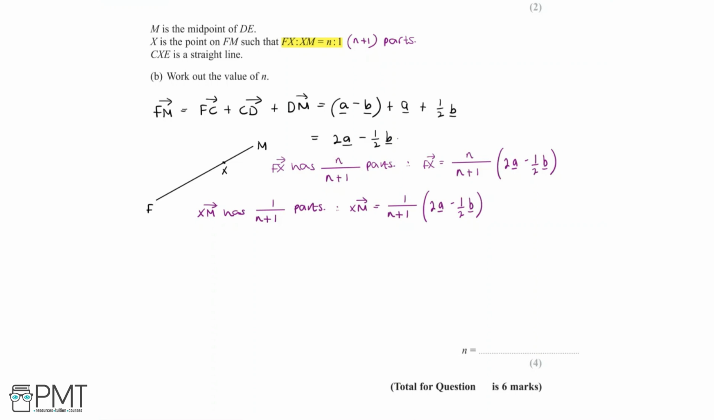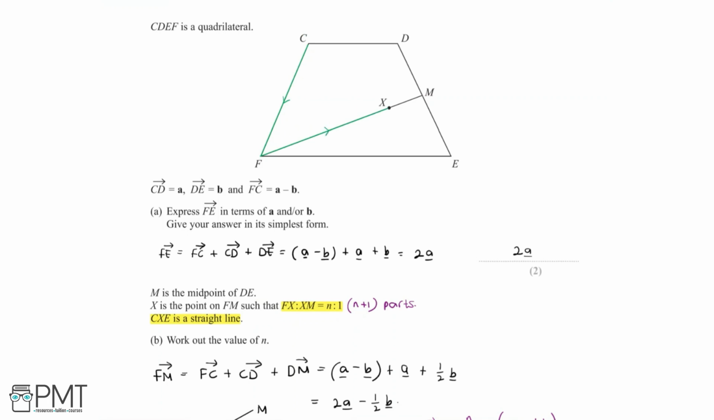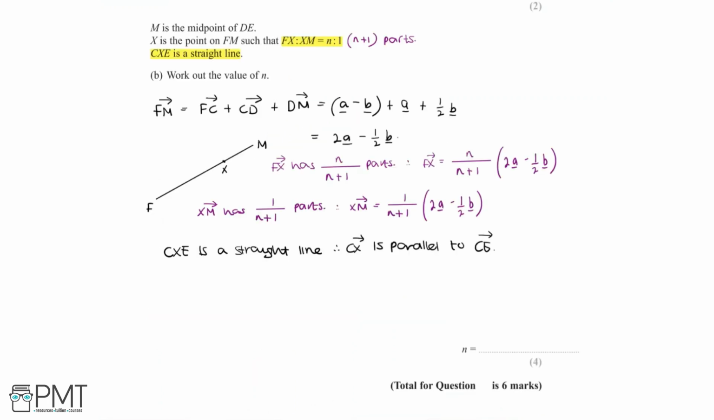Well, now we're also told that CXE is a straight line. And so because CXE is a straight line, we can say that the vector CX is parallel to the vector CE. That might not seem important right now, but we'll need that information later. Now let's take a look at the vector CX. Now, to get from C to X, we can start by going from C to F. And then we can go from F to X. And so we can say that the vector CX is equal to CF plus the vector FX.